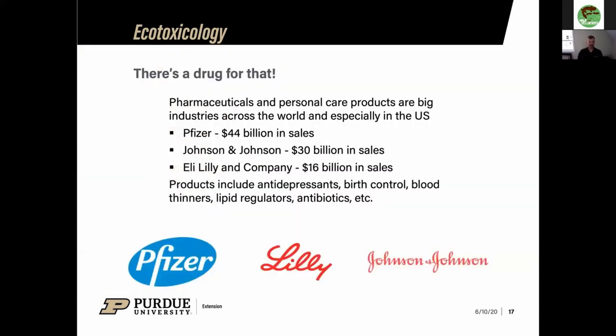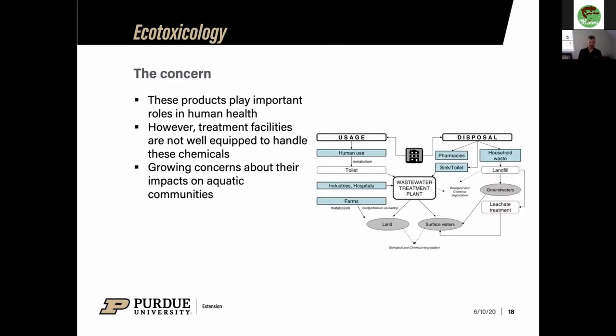And I like to bring this up because pharmaceuticals, this is really a big business. So pharmaceuticals, personal care products, if you think about some of the top companies, including Pfizer, Johnson & Johnson, Eli Lilly, they're making billions and billions of dollars in sales per year for these chemicals. And the products can include antidepressants, birth control, lipid regulators, antibiotics, pretty much you name it, they've probably produced it. So a large diversity of chemicals. Now, importantly, these chemicals play a vital role in human health. For many people, they require these medications, for example, to live and treat various ailments.